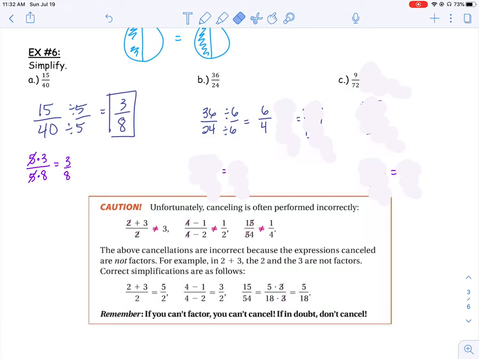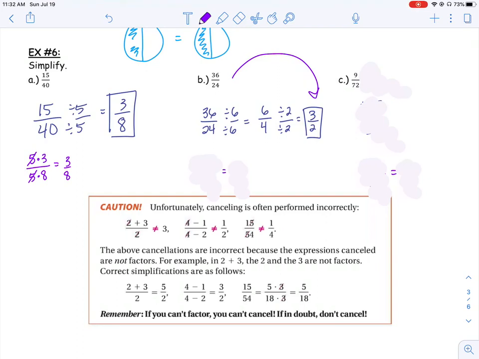But I noticed that 6 and 4 also have a common factor that can be reduced into both of those. Can't 2 divide into 6 and 2 divide into 4? So I'm going to reduce it again, both the numerator and denominator, by 2. 6 divided by 2 is 3, and 4 divided by 2 is 2. So 36 over 24 actually reduces all the way down to 3 over 2.